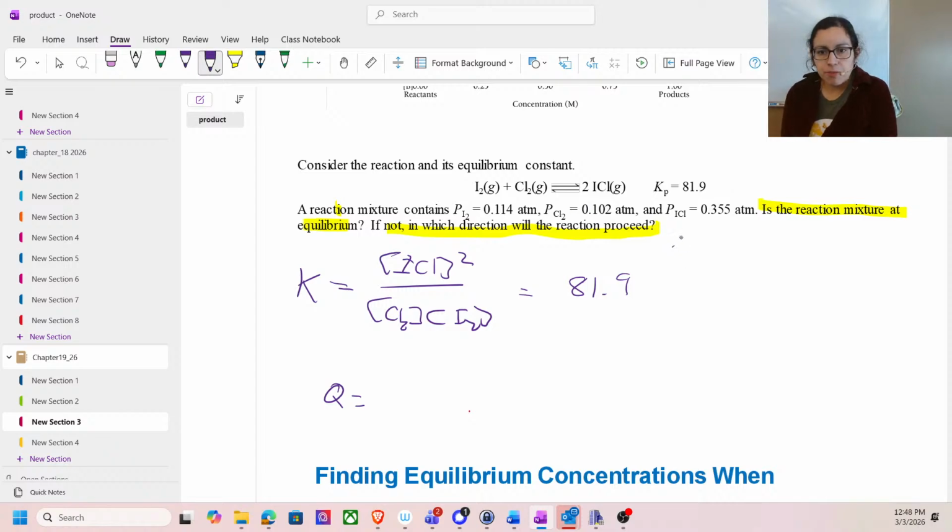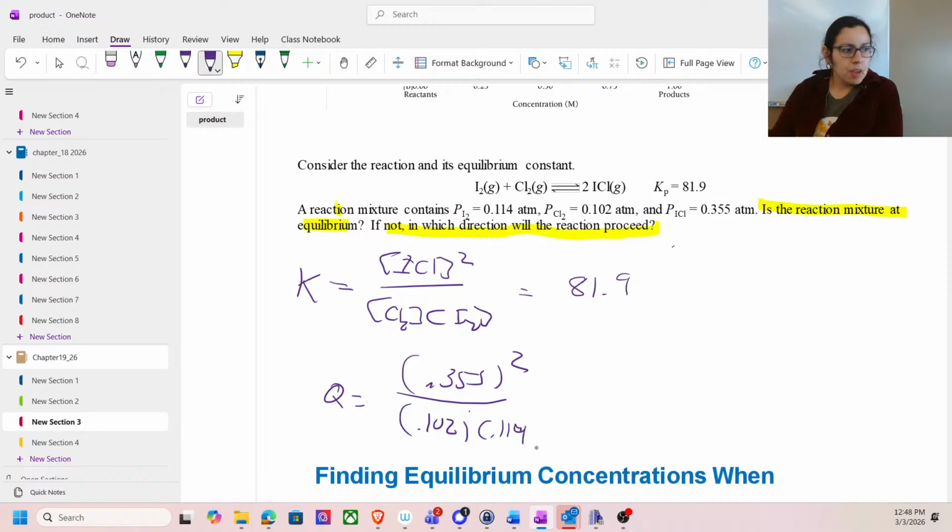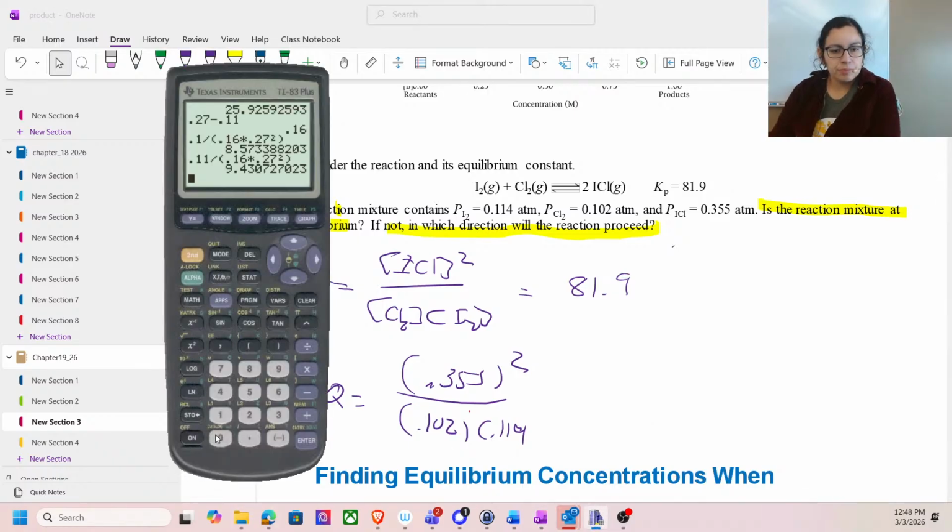our appropriate values, so 0.355 squared over my 0.102 times 0.114 there. So what do we get for our Q value? Sorry, what did you say? 0.113?